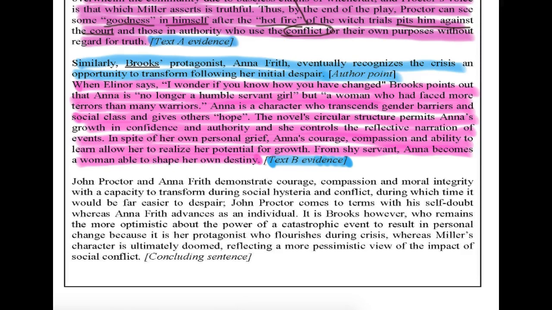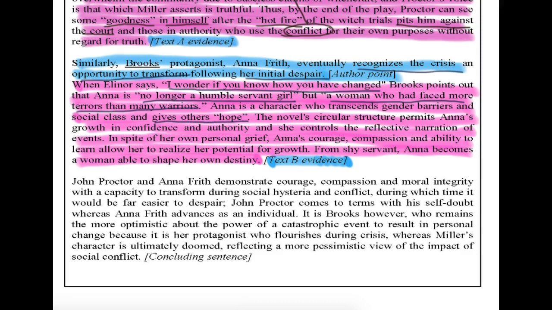So if we pick out some of the things, okay, eventually recognizes the crisis as an opportunity to transform following her initial despair. So she gains courage, she gains compassion. I wonder if you know how you have changed. Transformation. Anna is no longer a humble servant girl, but a woman who had faced more terrors than many warriors. So in the conflict, in social hysteria, in adversity, all the synonyms that we used, Anna is a character who transcends gender barriers and social class and gives others hope.